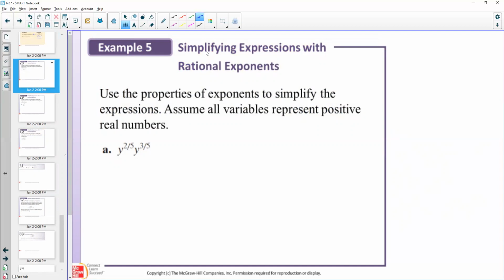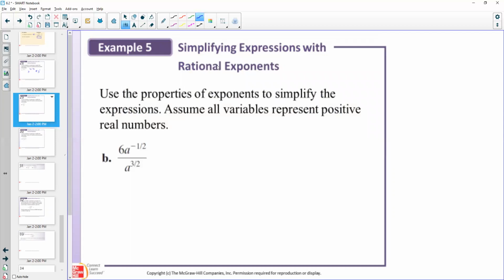These are the more complex ones. I love these though, because they're very satisfying. All right, so we can do this a couple of different ways. For me, I think it makes sense to think about, because they have common denominators, I can add the exponents, right? 2/5 plus 3/5 is just 1. So really, this is the same as y to the first.